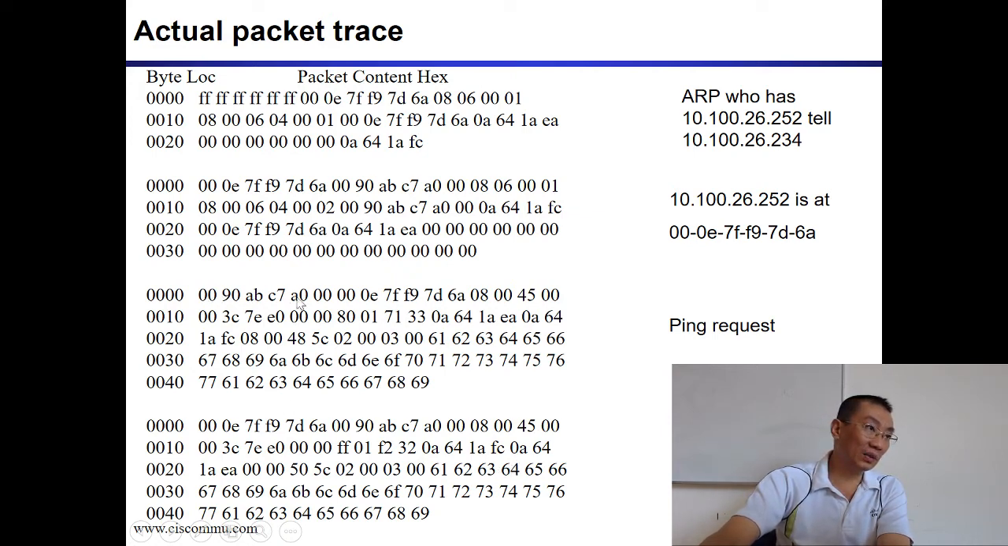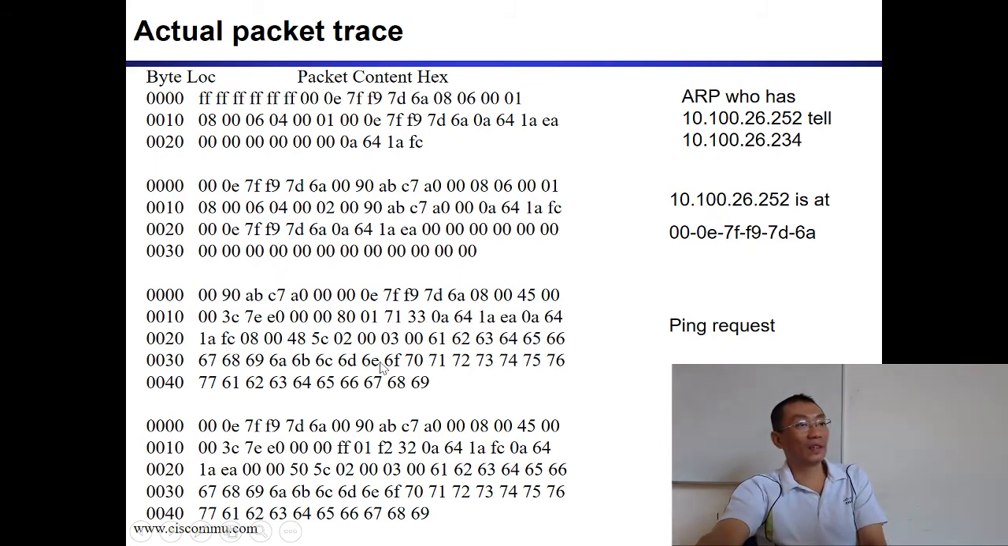This is the source MAC address, destination MAC address, and the IP header: version 4, header length is 5, and so on. Then the IP addresses will be 10.100.26.252, 10.100.26, I think this is 234, this is 252. You can decode it.